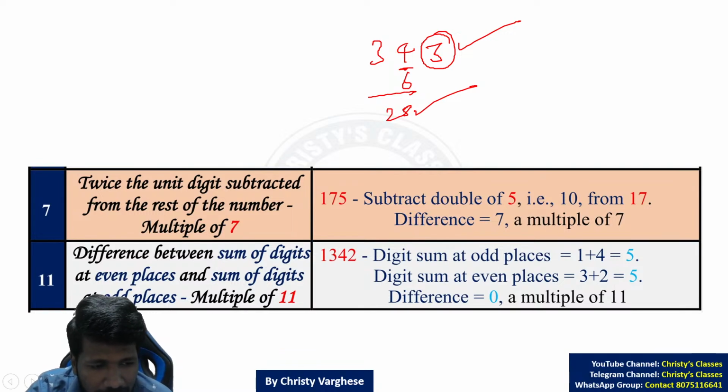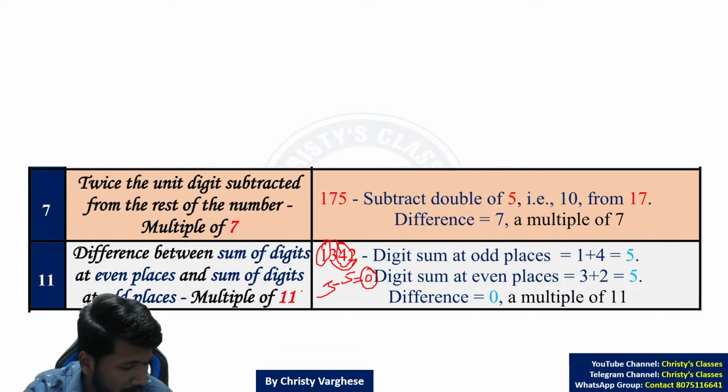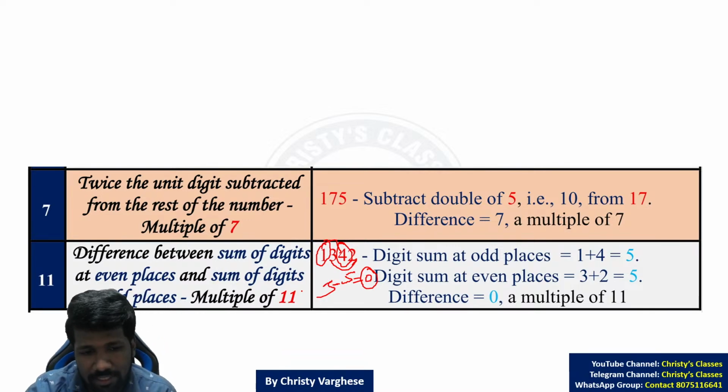Now the test of divisibility of 11: you add up alternate position numbers. 1 plus 4 is 5. 3 plus 2 is 5. Subtract that. If that subtraction gives you 0 or a multiple of 11, then the number is also a multiple of 11. Multiple of 11 means 11 is a factor.